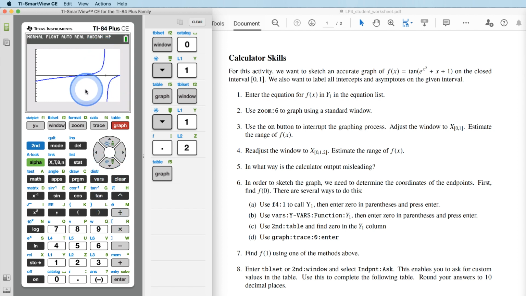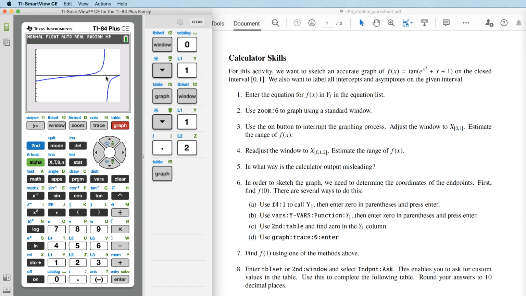Okay, so any of those answers are fine, because you really can't give me a definitive answer yet. That's kind of the point of this activity, is we're kind of looking at some of the ways that the calculator can possibly be misleading, or not necessarily misleading, but just unclear, and why it's important to be able to use the calculator in different ways.